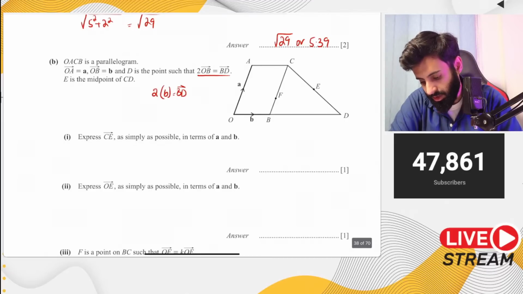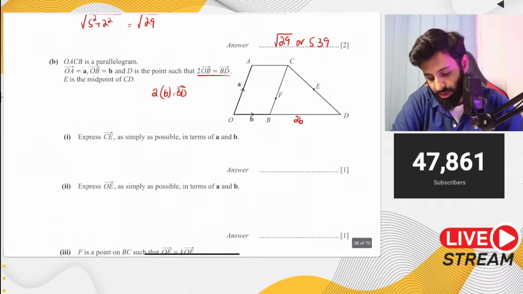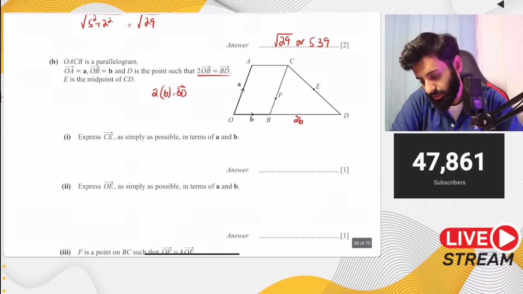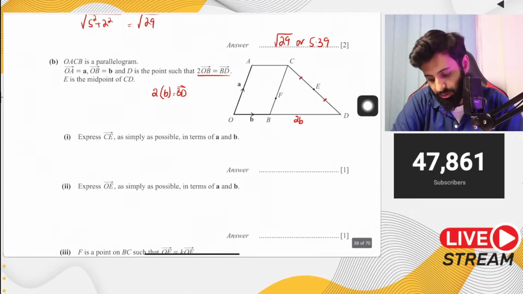Okay, so that means BD is equal to 2B. Might as well write it down immediately. Then the question says E is the midpoint of CD. So E is the midpoint of CD, which means these two are equal. Then the question says express CE as simply as possible.